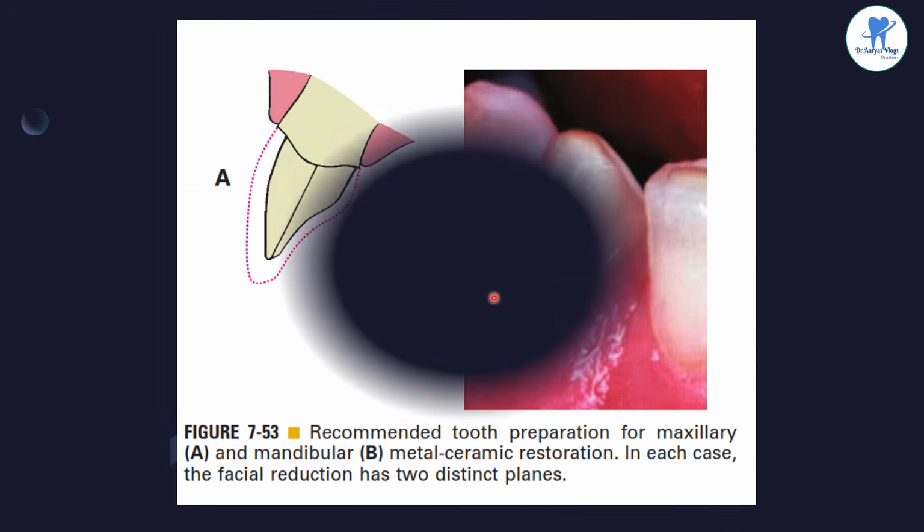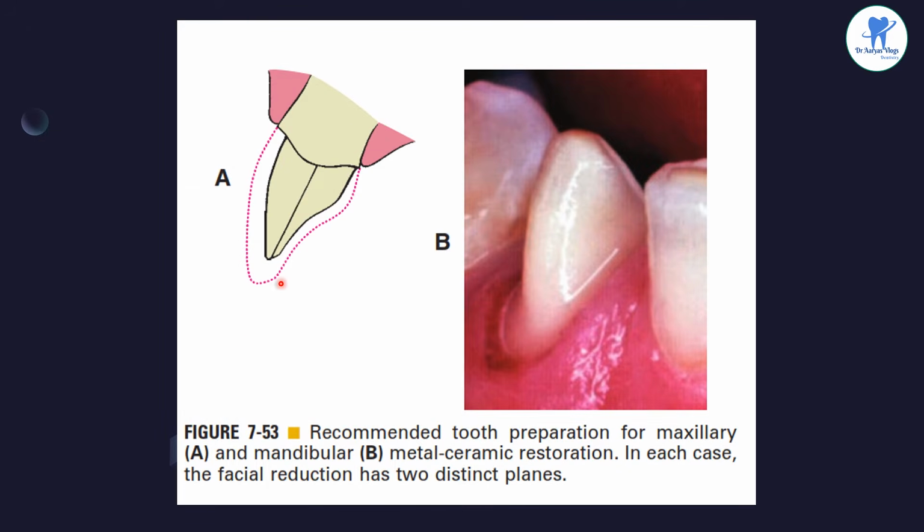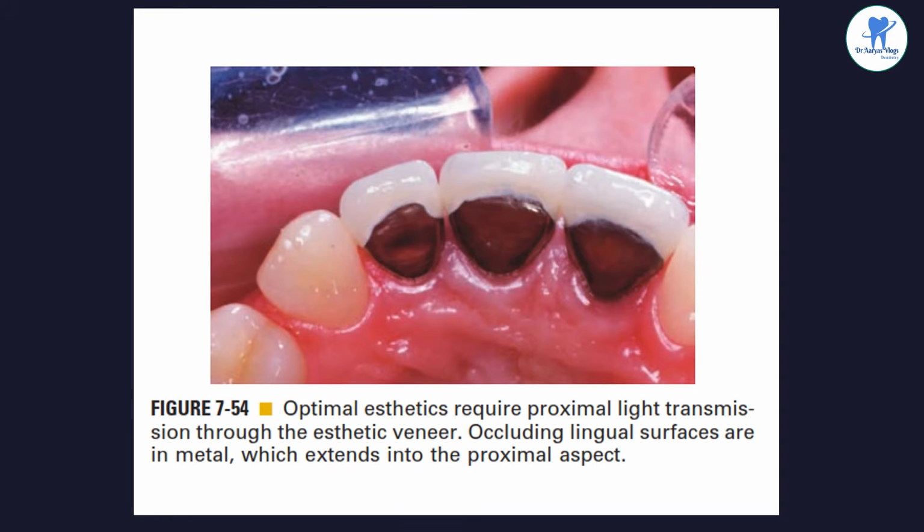And this is the picture showing the recommended tooth preparation for maxillary and mandibular metal ceramic restorations. In each case, the facial reduction has 2 distinct planes. Here, optimal aesthetics will require proximal light transmission through the aesthetic veneer. Occluding lingual surfaces are in metal, which extends into the proximal aspect.